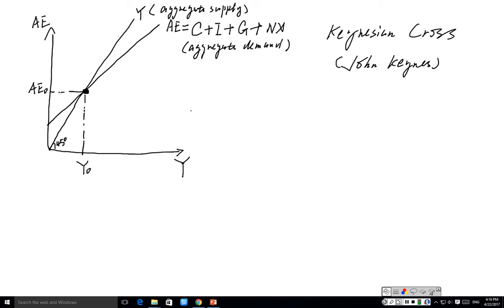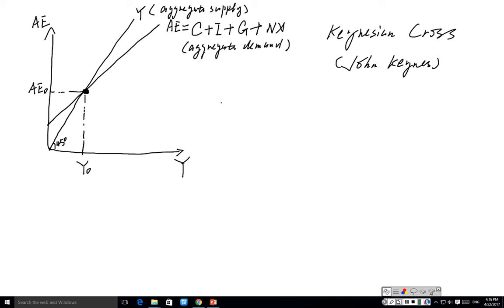So the model tells you the equilibrium in the goods and service market for the whole society. Remember, this is not a model that shows the equilibrium for a single good. It's the equilibrium of the whole society, the whole economy.